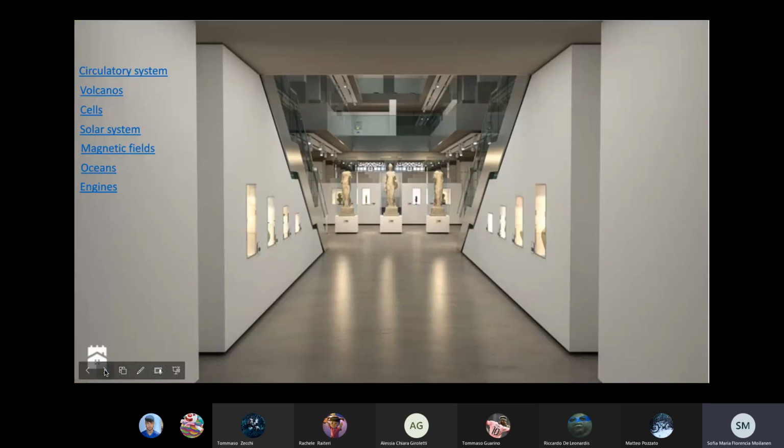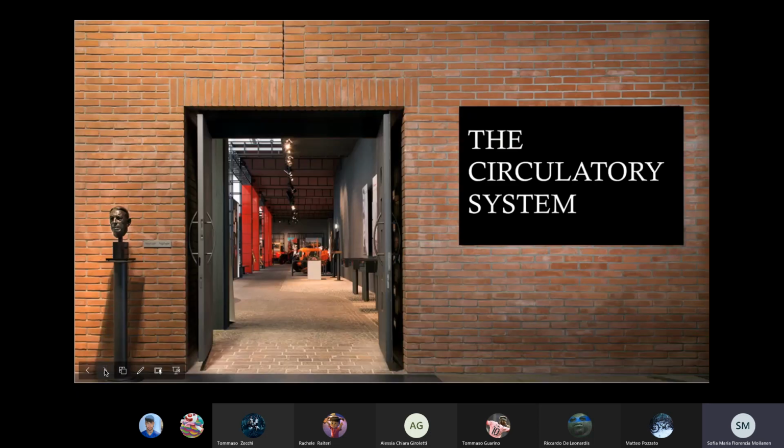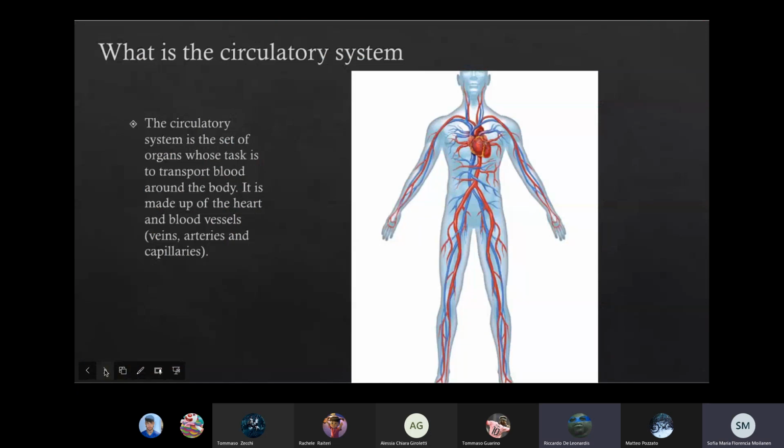This is our Museum of Science. This is the hall, and we're going to be starting with the circulatory system. The circulatory system is the set of organs whose task is to transport blood around the body. It is made up of the heart and blood vessels, like veins, arteries, and capillaries.